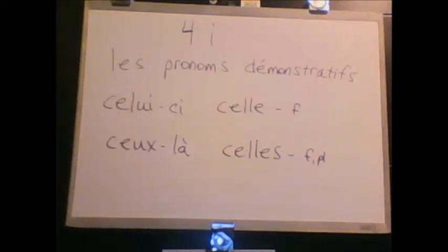Okay, so we can follow celui or celle by qui, que, and also by où. Dans quelle bijouterie est-ce que Mathilde achète le collier? Dans celle où Madame Forestier achète tous ses colliers. In the one where Madame Forestier buys all her necklaces. So that is also a common way that we will see these used.